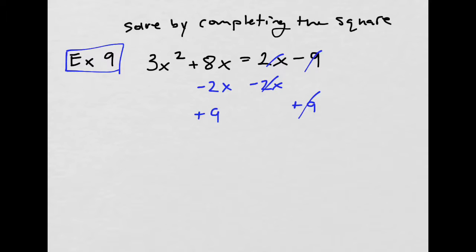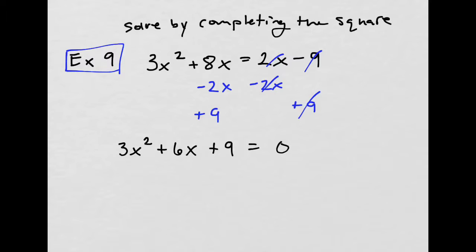That won't combine with anything. So what do I get? I get 3x squared plus 6x, success, and then plus 9 equals 0. Same idea happens on the other one.